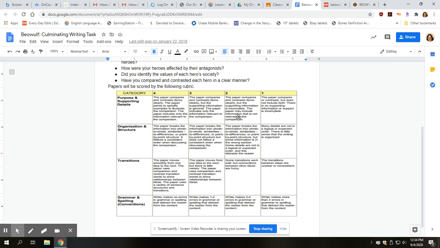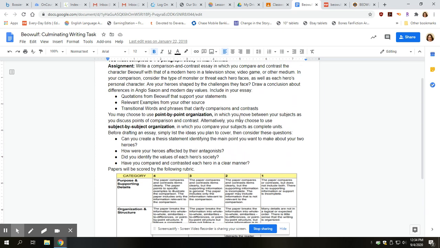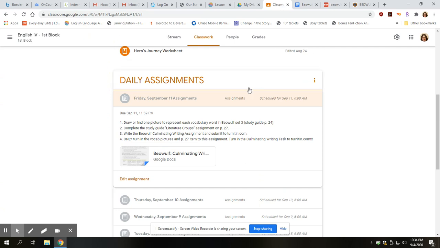Now, the main thing that I want you to remember is that this particular assignment is going to be turned in to turnitin.com, not to Google Classroom. So we can talk about that. You can email me if you have any questions about that. I'm going to probably go over that with you in class before this day that you have to do it. But don't turn in this essay to Google Classroom. Turn it in to turnitin.com. The only thing you're going to turn into Google Classroom will be the vocabulary and this literature groups assignment.